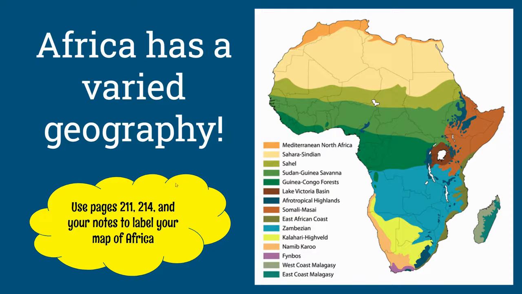Right? So those are just some parts of Africa's very varied or changeable geography. There's lots of different types of geography in the continent of Africa.